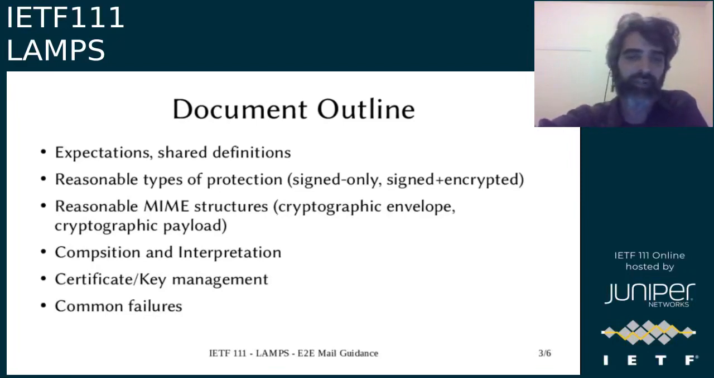The draft is opinionated about what are reasonable MIME structures, and it outlines how to think about nested cryptographic MIME layers. It introduces these terms, cryptographic envelope and cryptographic payload, which are themselves used in the header protection draft. There are sections about how to compose a message and how to interpret messages when they come in, a section about certificate and key management, and a section about common failures that are observed. Next slide, please.